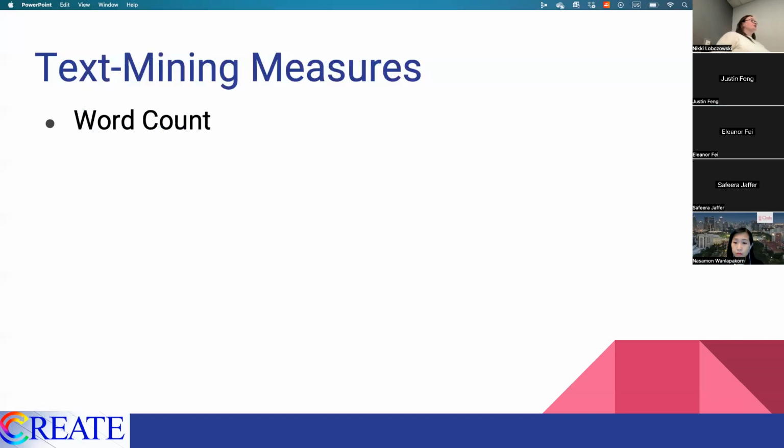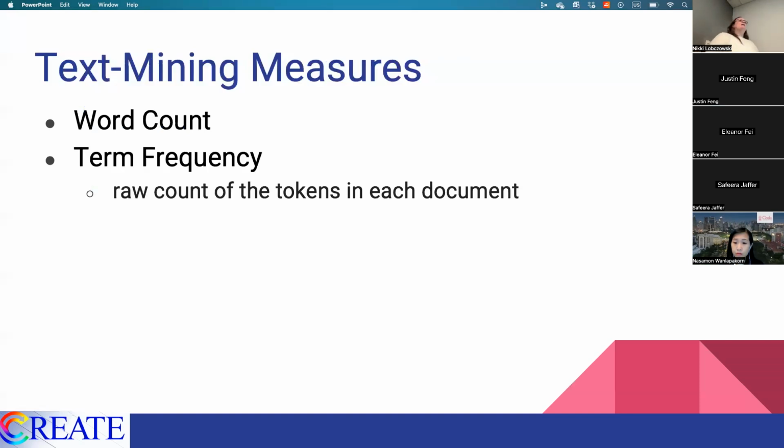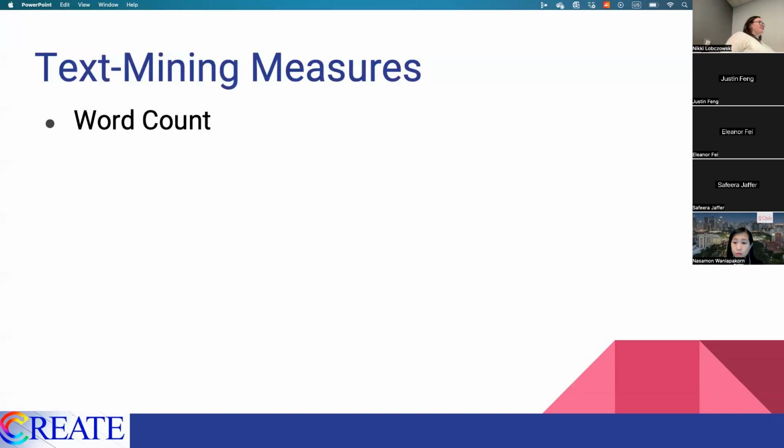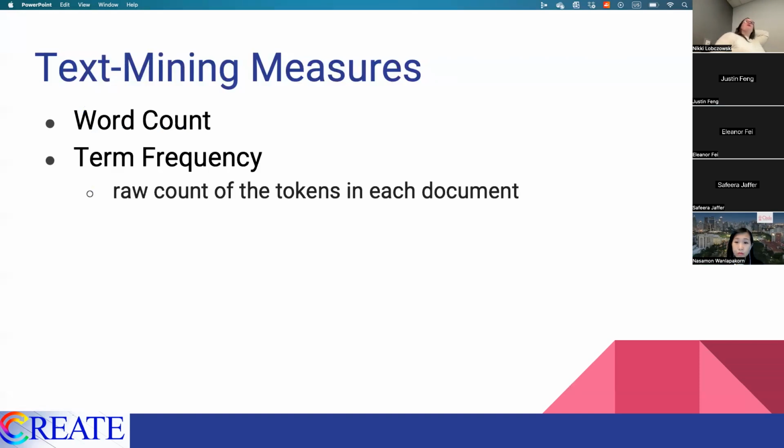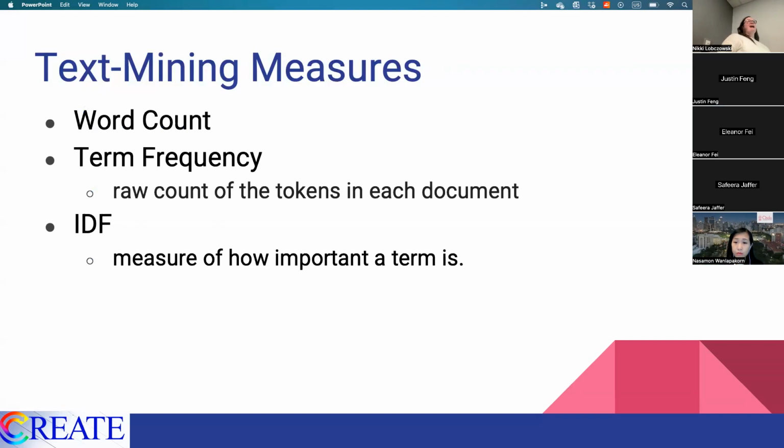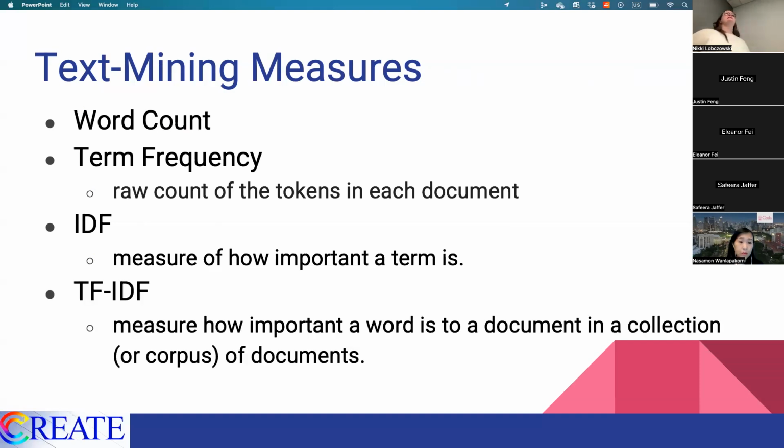So word count, which is pretty self-explanatory. How many words did they say? How long is an essay? Term frequency, which is the raw count of the tokens in each document, and we're going to talk about what a token is. IDF, which, now that I think about it, I don't know what that stands for, but IDF is a measure of how important a term is, so not just how often it's used, but how important it is. And then TF-IDF, term frequency-inverse document frequency, is how important a word is to a document in a collection of documents. So you can see it starts very broad and gets more specific.